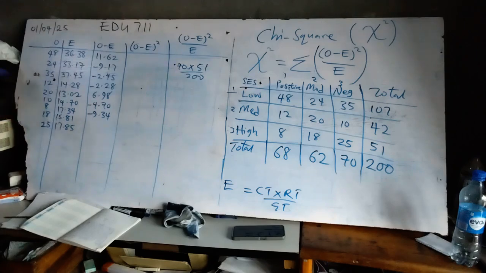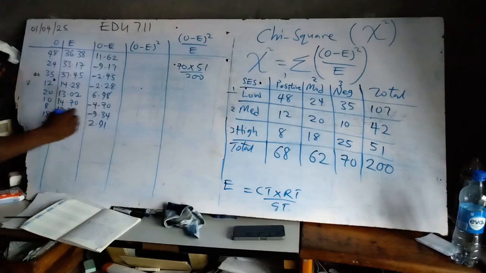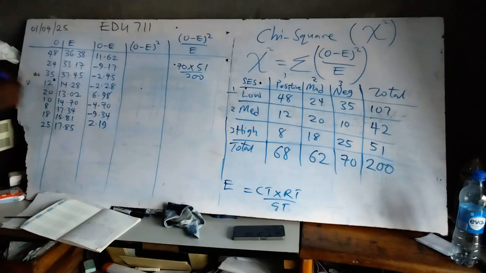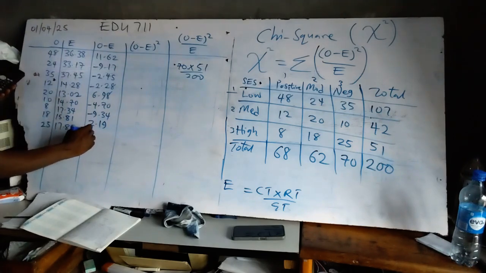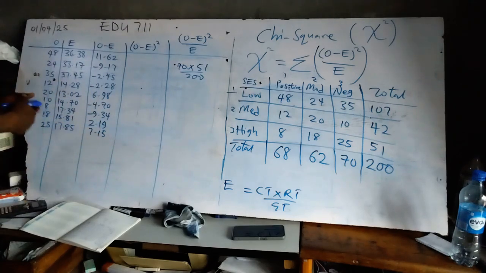18 minus 15.81, that is equal to 2.19 rather. 2.19. So then 25 minus 17.85, that is equal to 7.15. Then we also need to check if this is correct.